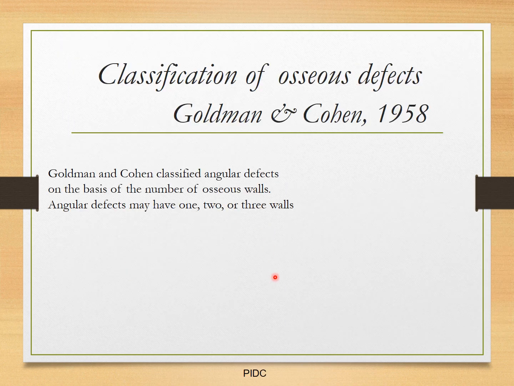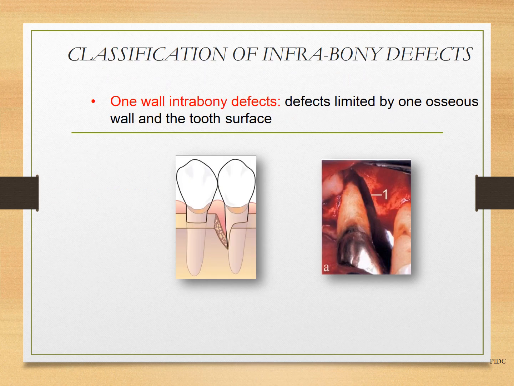Coming to the classification of osseous defects, intrabony defects were classified by Goldman and Cohen in 1958, mainly based on the number of osseous walls: 1 wall, 2 wall, or 3 wall defect. Coming to the details of each, first the 1 wall defect. In this intrabony defect, only one wall is present. The defect is limited by one osseous wall and the tooth surface.